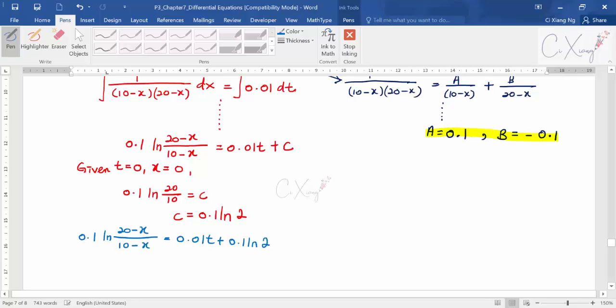All right, so this is what we have. After that, you need to rephrase it. I find that all the 0.1, 0.01, 0.1 here is very troublesome for me, so I want to simplify them. If I simplify, I will get ln (20 minus x) divided by (10 minus x) equals 1 over 10 t plus ln 2.